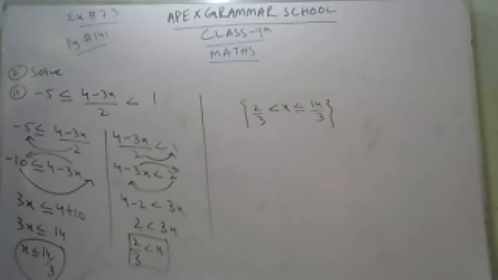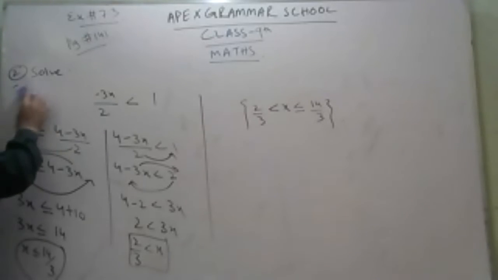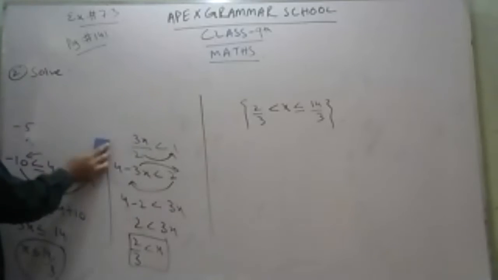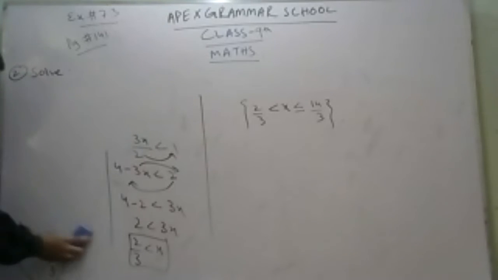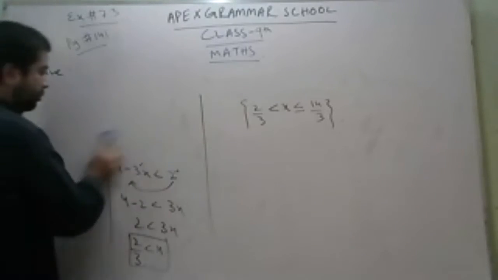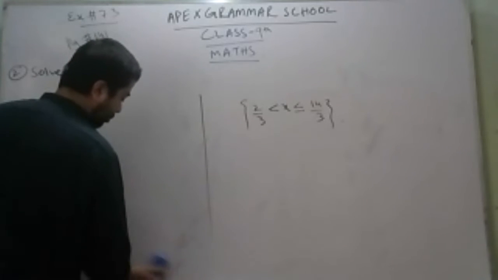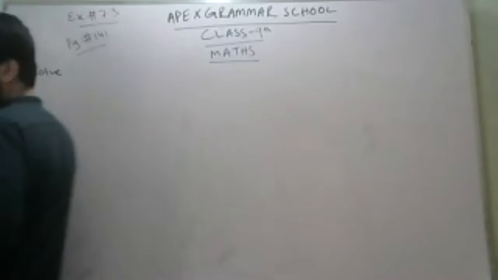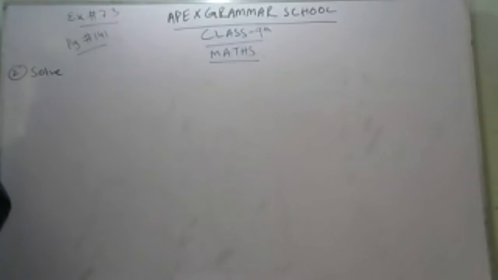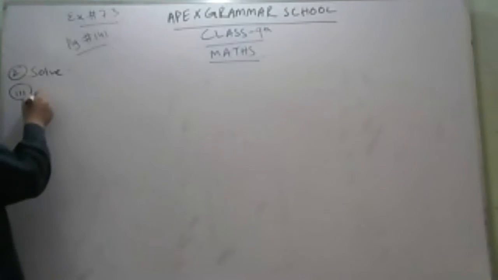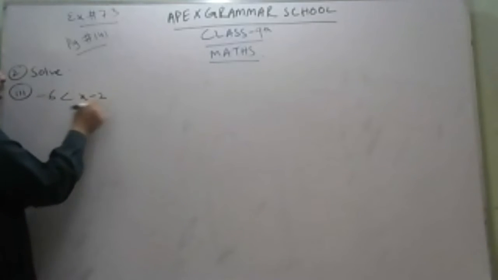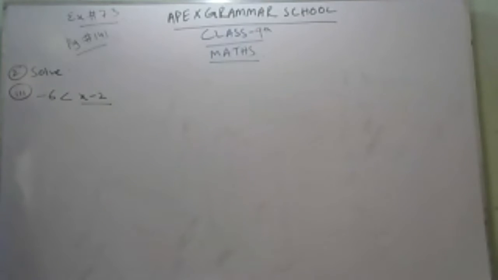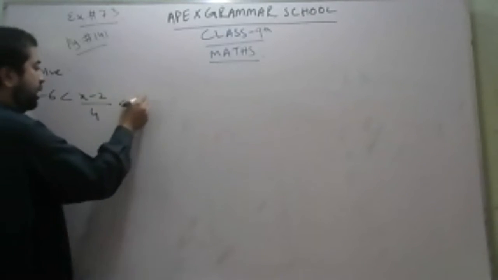After that, part 4, part 3, sorry. Part 3 is again the same. Minus 6 less than (x minus 2) divided by 4 less than 6.